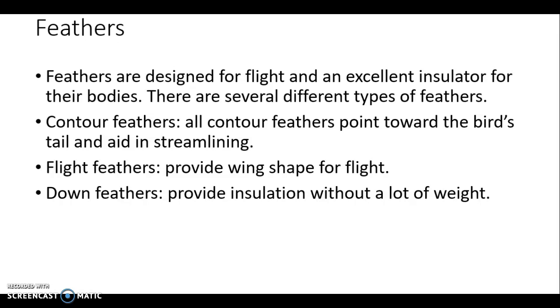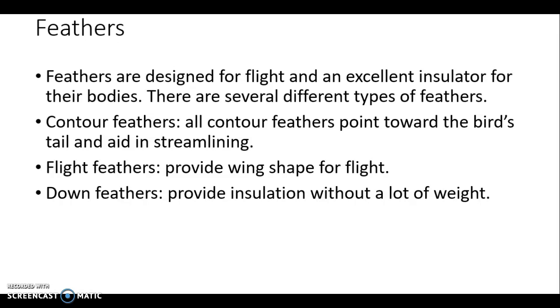So feathers. Feathers are designed for flight and an excellent insulator for their bodies. There are several different types of feathers. The first is contour feathers. If you're following along with us in your book, we're on page 345. There are several different types. They are contour feathers that point towards the bird's tail and aid in streamlining, which is their flight. Flight feathers provide wing shape for flight, making sure that the air is catching it correctly. Down feathers provide insulation without a lot of weight.